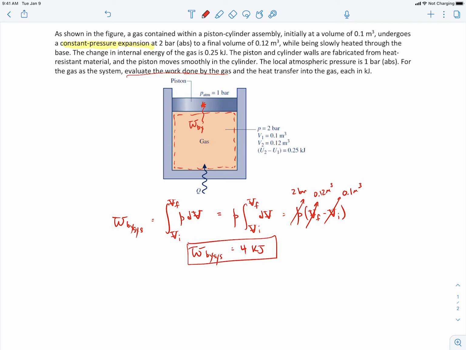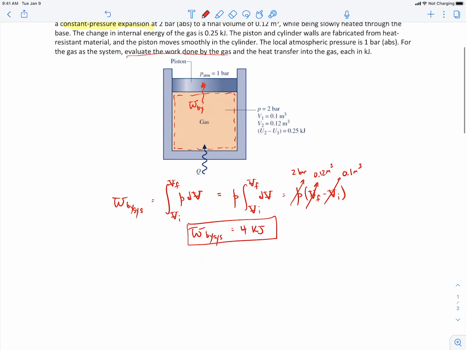Now the heat transfer into the gas, the way we're going to find that is we're going to apply the first law to the gas. The reason I choose to use the first law is because we now know the work done by the gas, so that part we know. We also know that the change in the internal energy is given, and so if I think, how are these connected? Internal energy, the work, and the heat transfer, they're all connected via the first law. So I'm going to apply the first law to that same system.